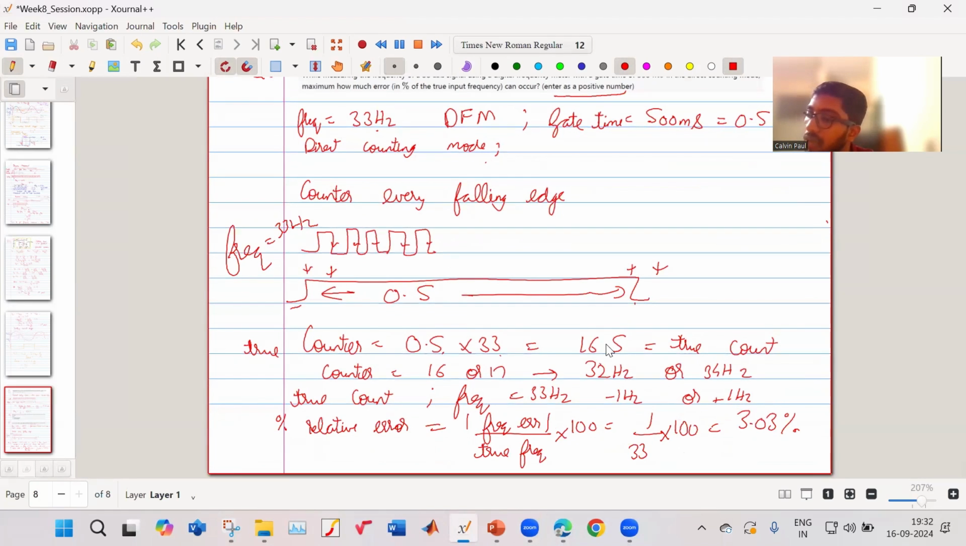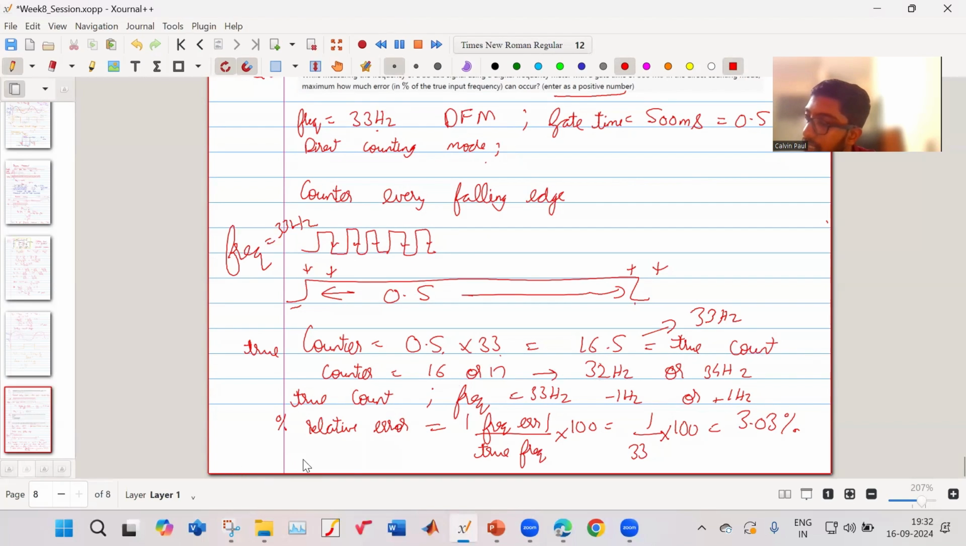But my counter can count only 0, 1, 2, 3, 4. Right? So it will count 16 or 17. 16.5 corresponds to 33 hertz, but 16 or 17 corresponds to 32 hertz or 34 hertz. The original frequency is 33 hertz, so the frequency error is either -1 hertz or +1 hertz.